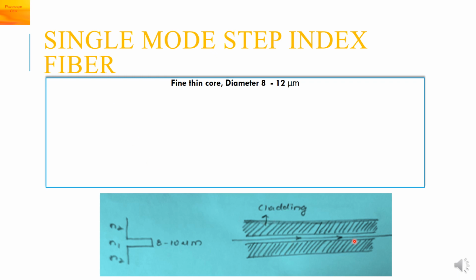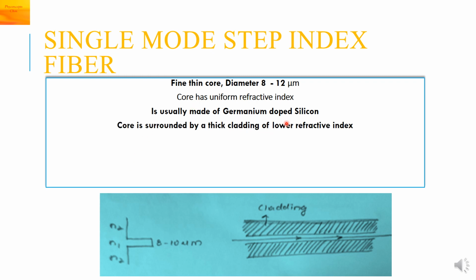This is a single mode step index fiber. It has a very thin core. This is the core. The diameter is between 8 and 12 micrometers. The core has a uniform refractive index, which we denote as N1. It is usually made of germanium doped silicon.